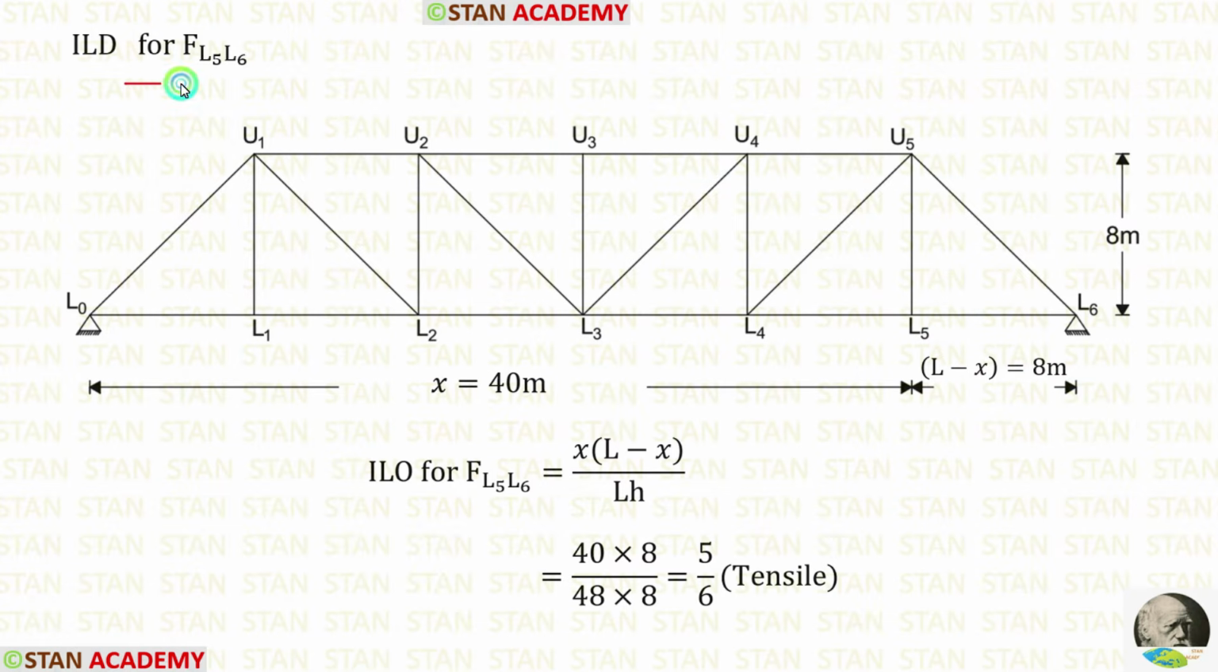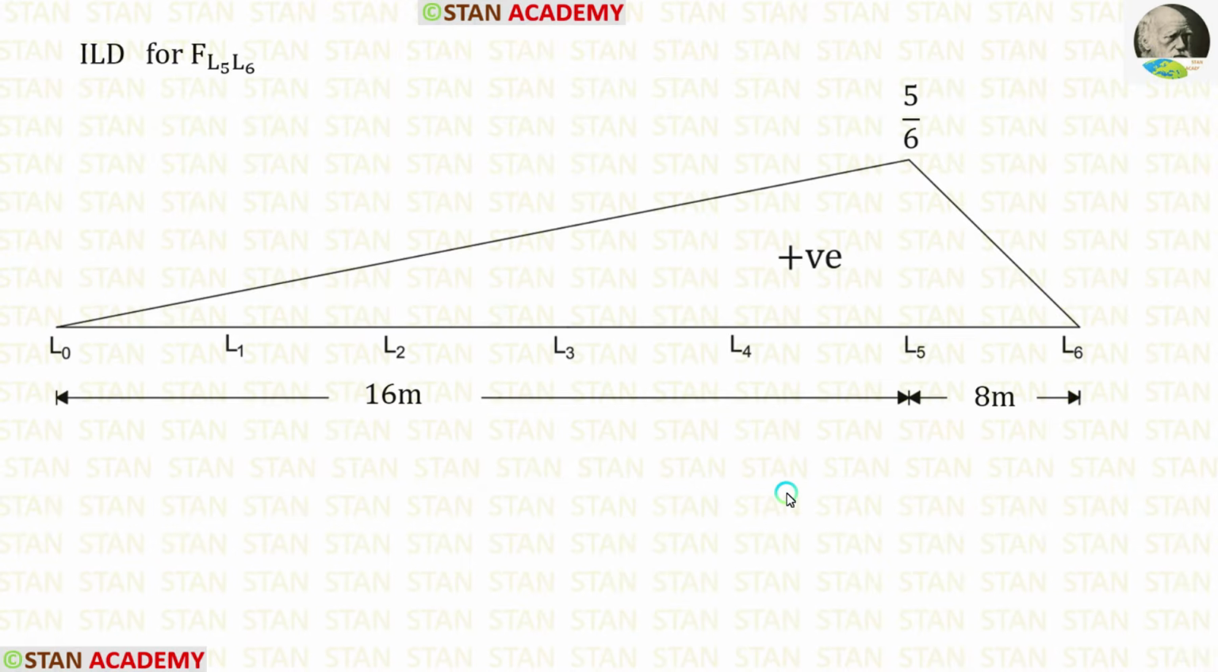Now let us make ILD for the force L5, L6. Let's check where L5 and L6 are meeting. L5 and L6 are meeting in the point U5. So we have to make the ordinate in the point L5. On the left we are having 40 meter, on the right we are having 8 meter. After the calculations we are getting 5 upon 6. Then we can make the ILD very easily.